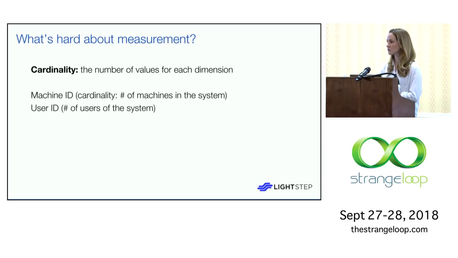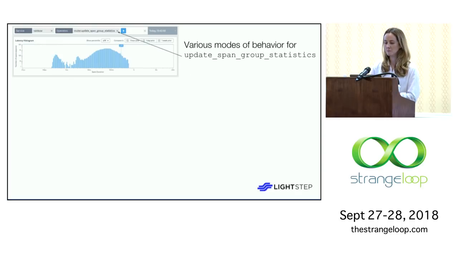So another common one that's frequently very useful is user ID. And here the cardinality is the number of users in the system, which you can imagine quickly becomes pretty large, but is often a very important way of describing your data. So this is another example from our internal system, where there's this call, update span group statistics, that's critical to ingesting the data for our system.